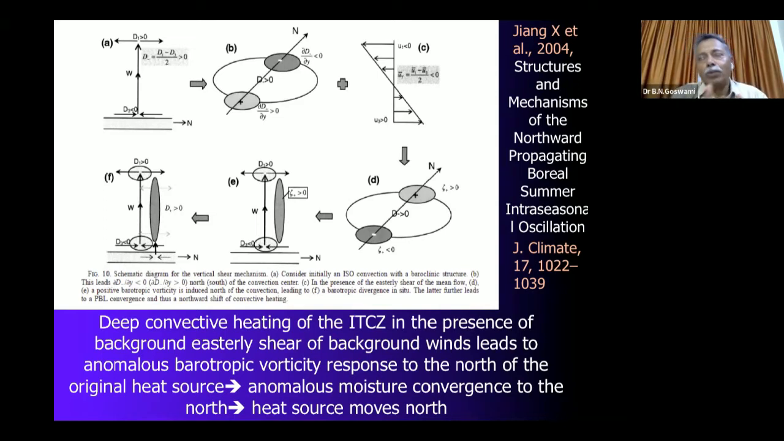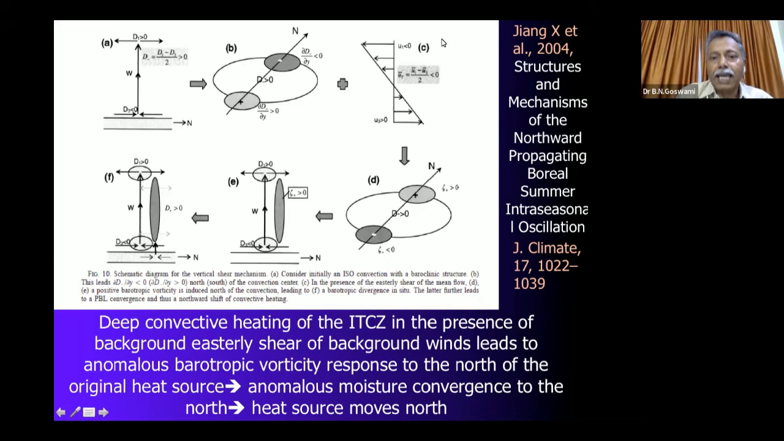That is the mechanism of northward propagation of the ITCZ on a sub-seasonal time scale. And that is exactly what happens after the onset. Within a period of about a month, the ITCZ starts moving forward gradually, and in about a month it gets established throughout this country.